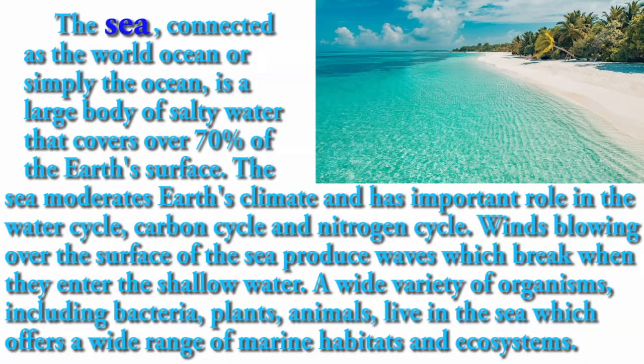The sea, connected as the world ocean, or simply the ocean, is a large body of salty water that covers over 70% of the Earth's surface. The sea moderates Earth's climate and has an important role in the water cycle, carbon cycle, and nitrogen cycle. Winds blowing over the surface of the sea produce waves which break when they enter shallow water. A wide variety of organisms, including bacteria, plants, and animals, live in the sea, which offers a wide range of marine habitats and ecosystems.